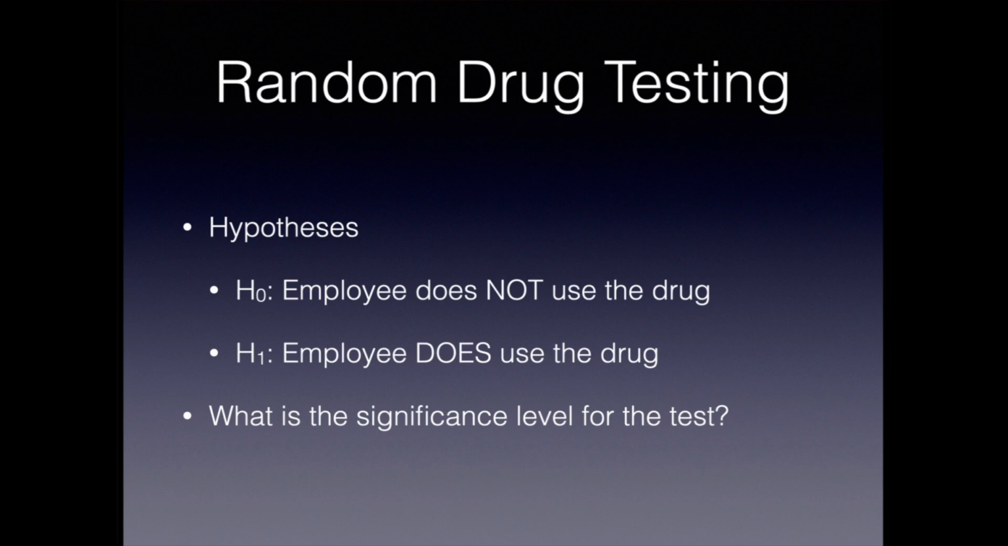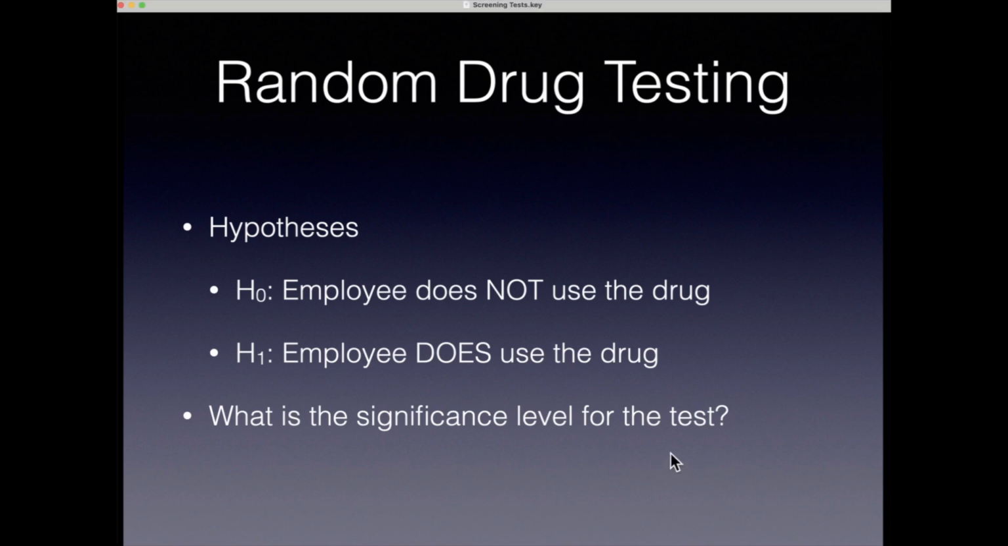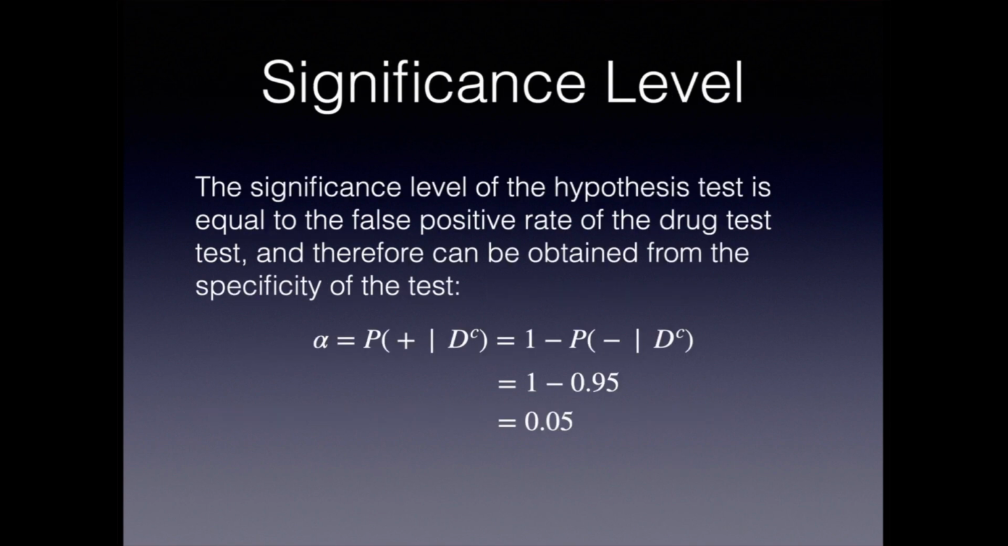So again, in general hypothesis testing situations, we would be able to select the significance level that we choose to use, but in this case, the significance level is baked into the screening test itself. And so again, we're using a screening test that has a sensitivity of 0.95 and a specificity of 0.95. And so the question is, what is the significance level for this test?